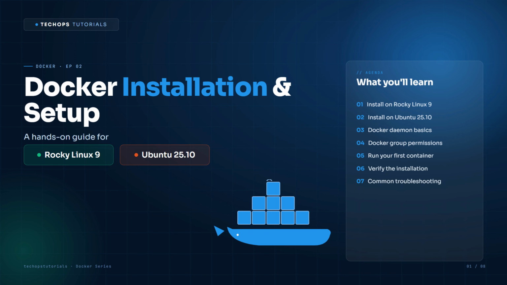In this video, we are going to set up Docker from scratch. We will cover the installation process on two popular Linux platforms, Rocky Linux 9 and Ubuntu 25.10. First, we will install Docker and make sure everything is configured correctly. After that, we will understand the basic Docker service, configure user permission, and run our first container. We will also check if the installation is working properly and cover some common issues you may face during setup.